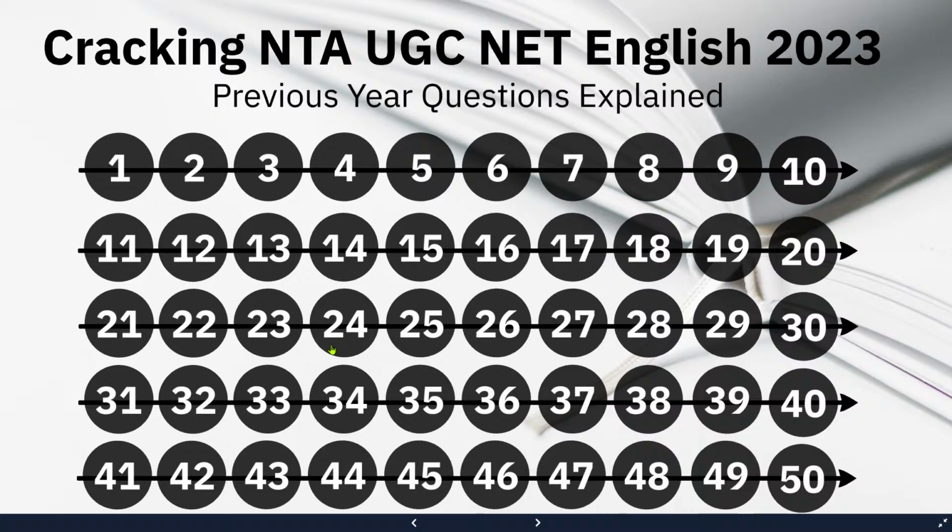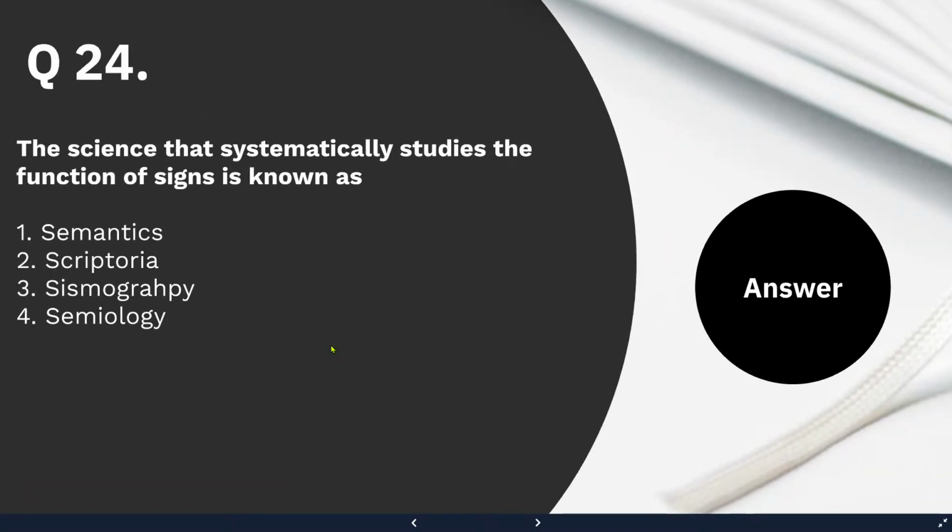And here comes question number 24. It's on your screen. If you know the answer, write in the comment box. The question is, the science that systematically studies the function of signs is known as what? Is it semantics, or scriptoria, or seismography, or semiology? Which one do you think is correct?